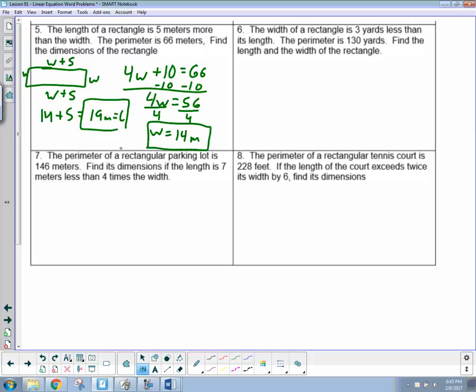Number 7, the perimeter of the rectangular parking lot is 146. Find its dimensions if the length is 7 meters less than 4 times the width. So 4 times the width, 4W minus 7. Let's do what you do on top, do on the bottom, because it's a rectangle. And W.